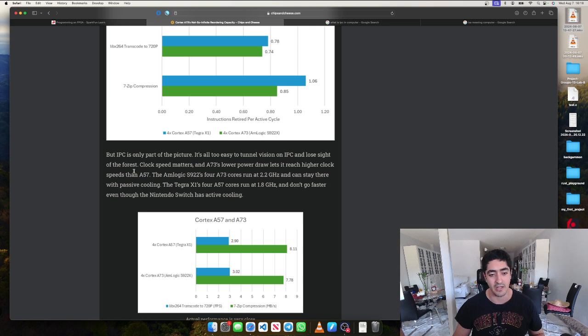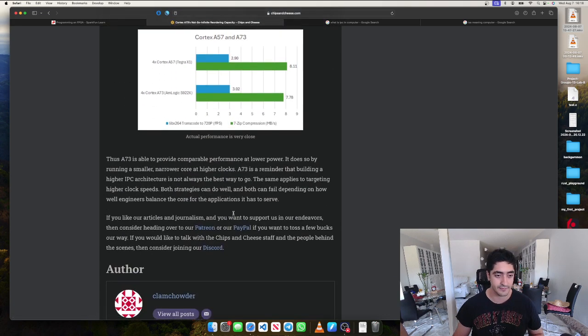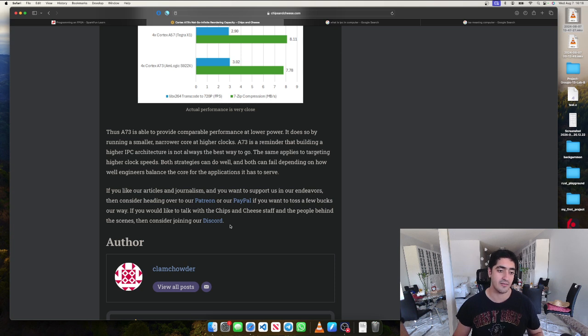Clock speed matters, and A73's lower power draw lets it reach higher clock speeds than A57. The Amlogic S922X's 4 A73 cores run at 2.2 GHz and can stay there with passive cooling. The Tegra X1's 4 A57 cores run at 1 GHz and don't go faster even though the Nintendo Switch has active cooling. Alright, thus A73 is able to provide comparable performance and lower power.